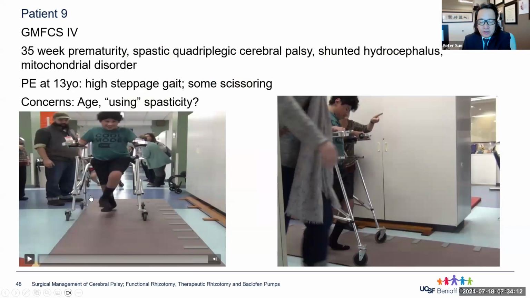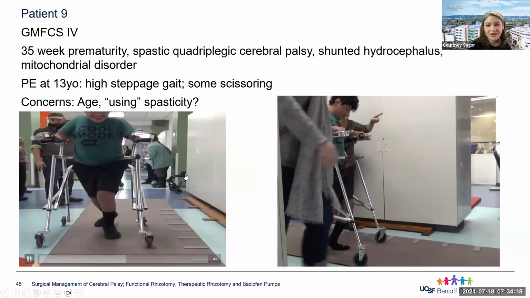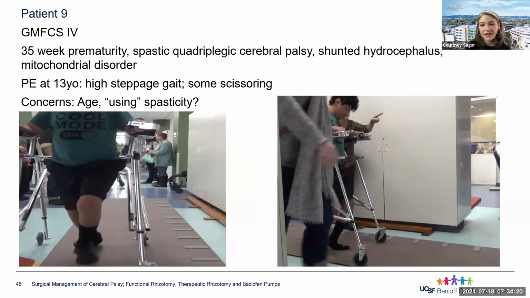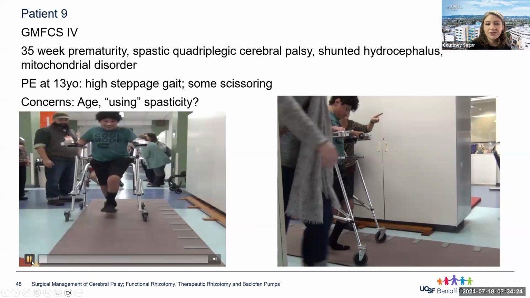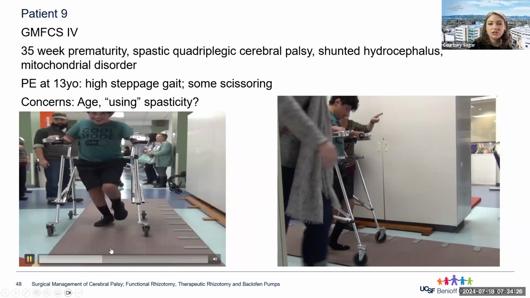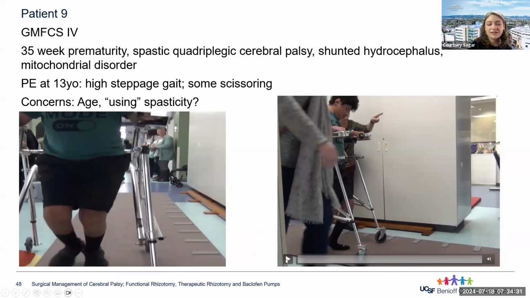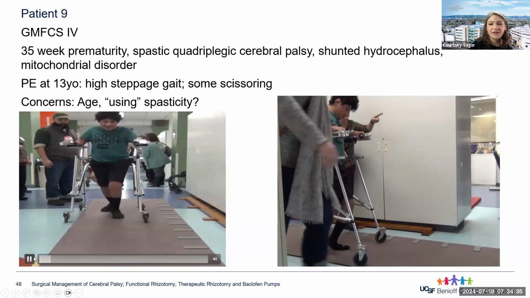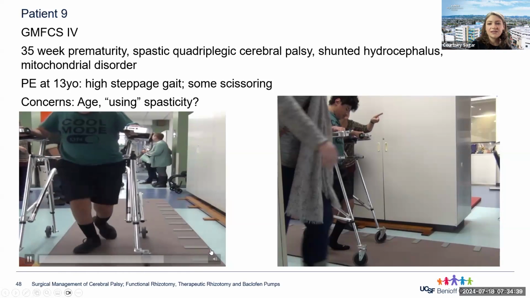Moving on to an older patient. This is a 13-year-old. He's a little bit older than the rest of our kids at the time of presentation. He has a history of prematurity, shunted hydrocephalus, and a mitochondrial disorder leading to spastic quadriplegic CP. We classify him GMFCS 3 to 4. You'll notice he has a very high steppage gait in the first video. Ankle contractures are more impaired in the second, as he can't really get his feet flat.